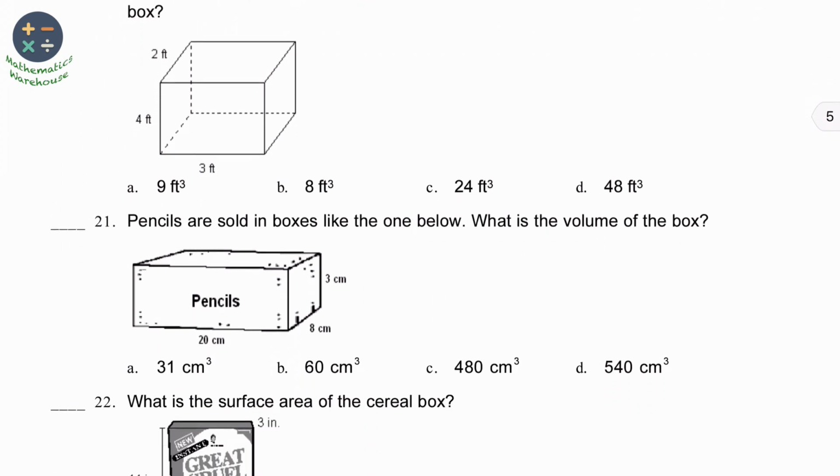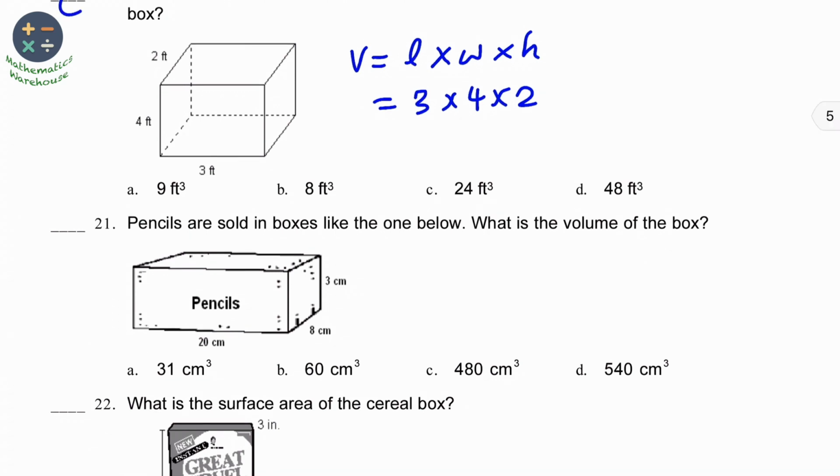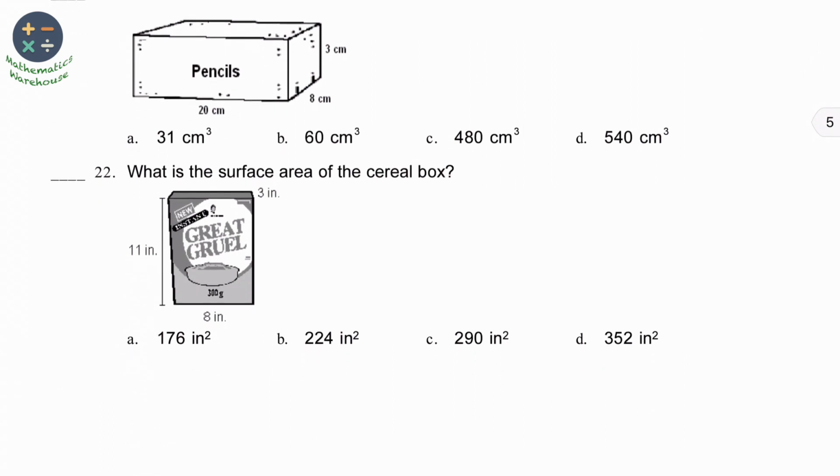Next question. Khalid's new TV came in a box the size of the one shown. What is the volume of the box? As we know, volume equals length times width times height. So it's 3 times 4 times 2, which is 24 cubic feet. The answer is C.